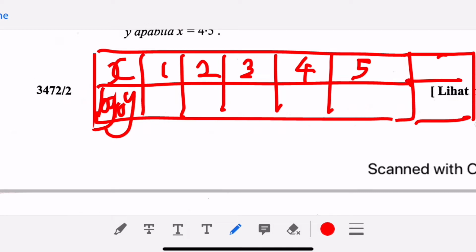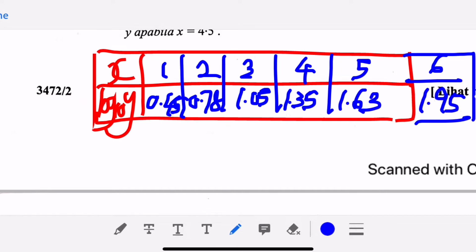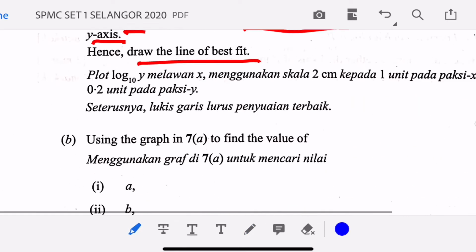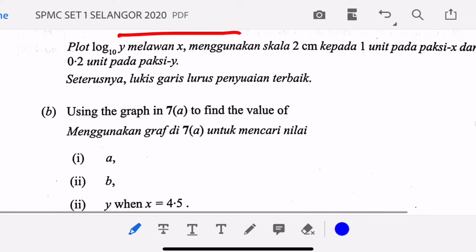Normally it is not necessary to write x because the marks will be given for the y only, right? But it's better for you to write it because it is easier for you to plot the graph. So if possible, write in order so that you can plot the graph easily. Okay, now we have found the log 10y, so we are going to plot the graph.